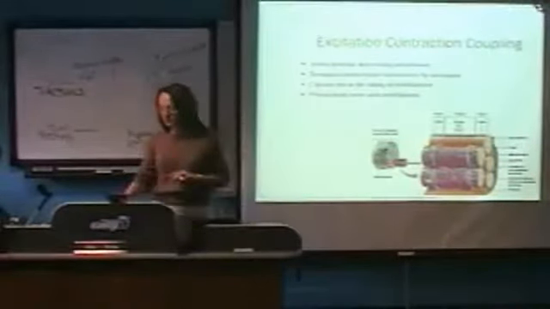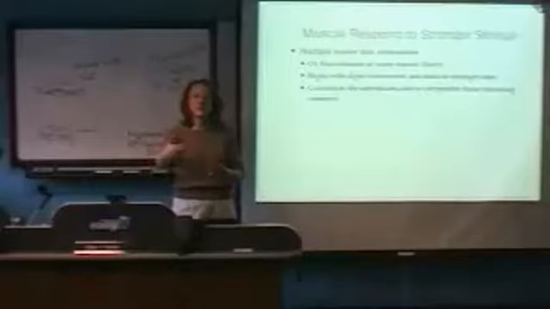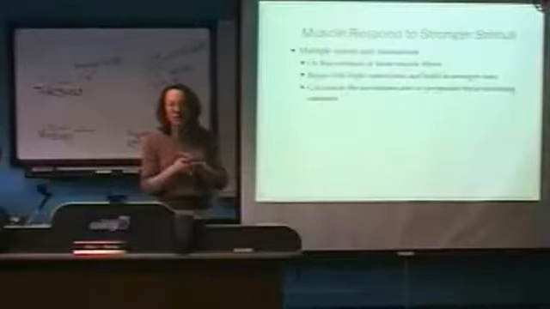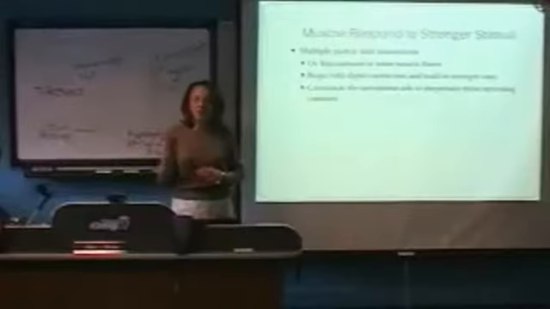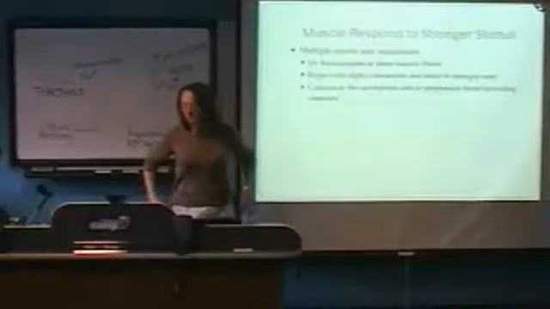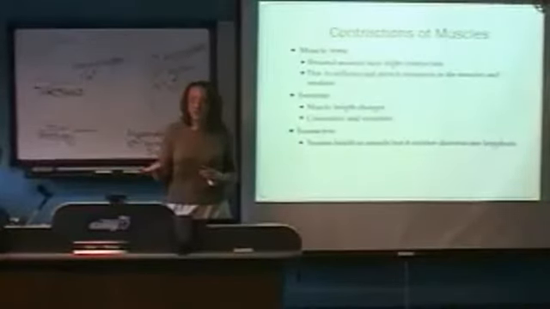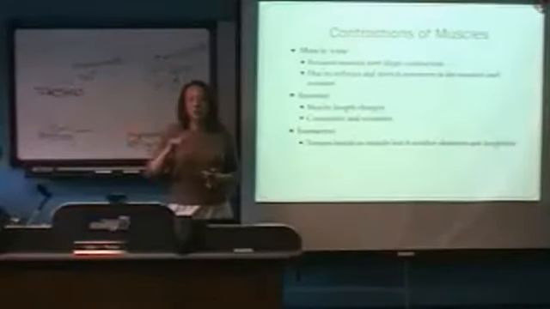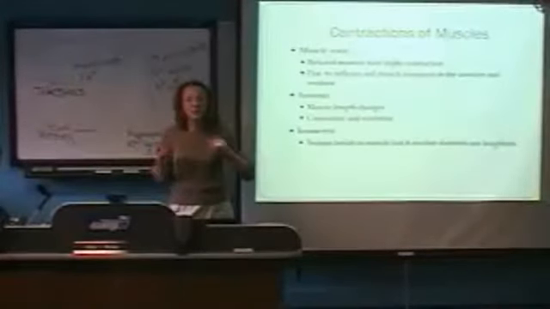Muscles respond to stronger stimuli. So you can either recruit more muscle cells in a muscle, or you could send more constant signals to keep stimulating it. There's different ways that you can stimulate the different muscle cells. If you recruit more muscle fibers, of course, you're going to have a stronger contraction. Contractions of muscles. Muscle tone, we talked about tonicity. It's that slight contraction of muscles, keeping them ready to work. Then we have two gross movements that are called isotonic and isometric.